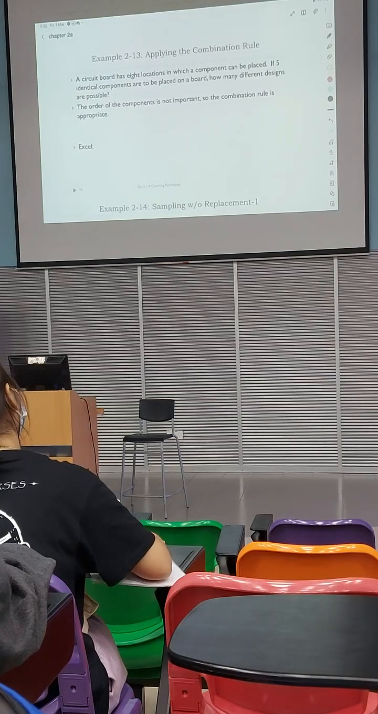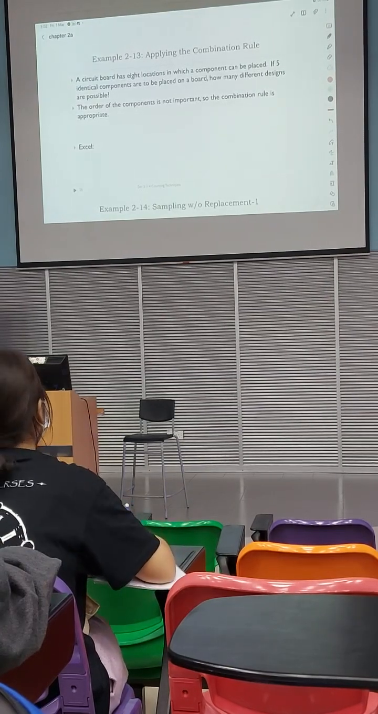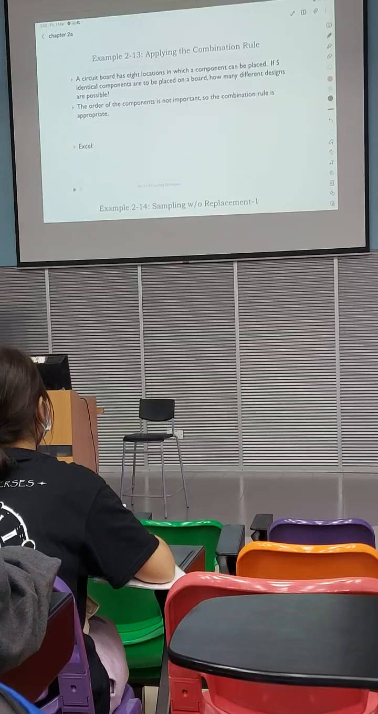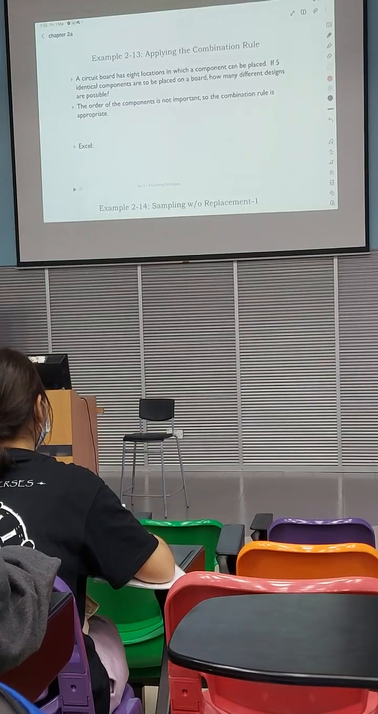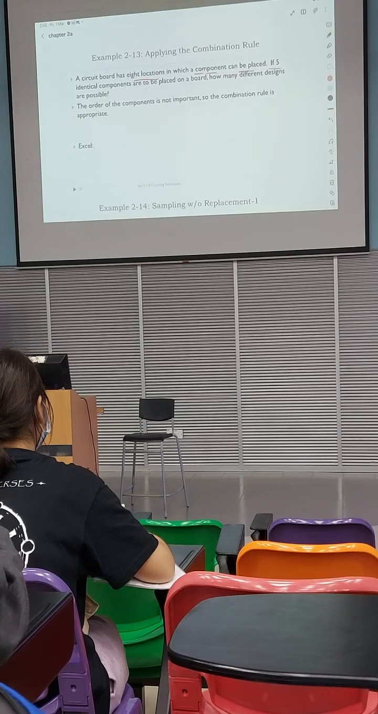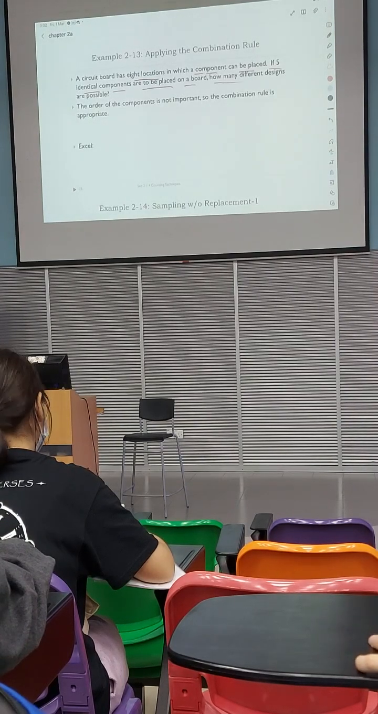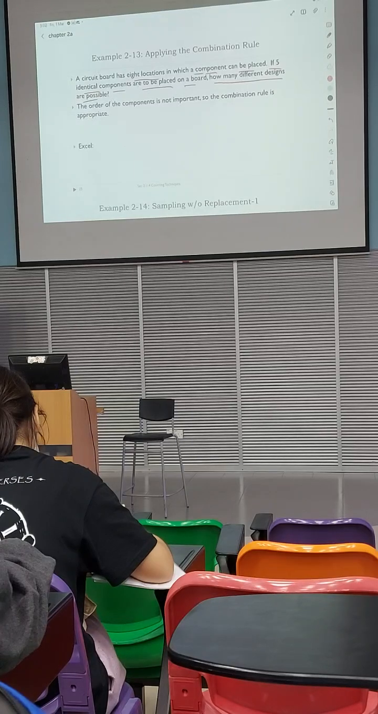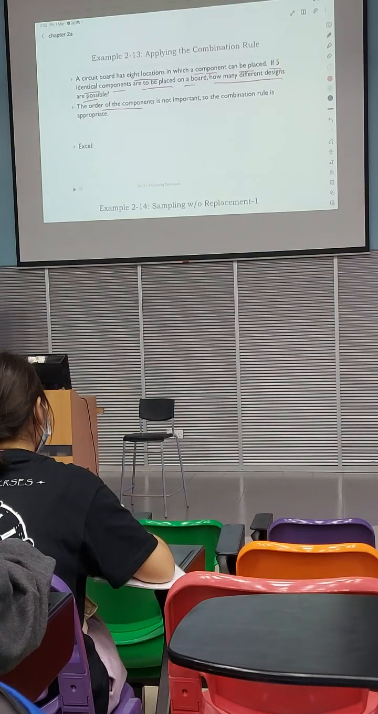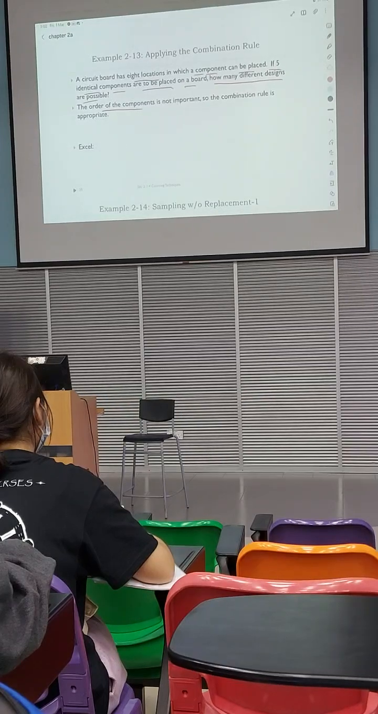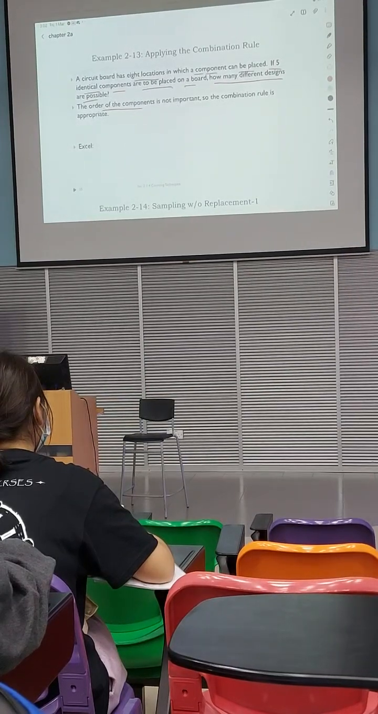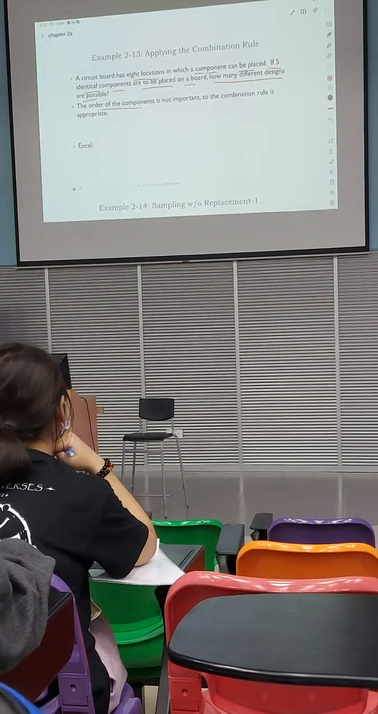So let's see another example. We have to apply the combination rules. A circuit board has 8 locations in which a component can be placed. If 5 identical components are to be placed on the board, how many different designs are possible? Assume that the order of the components is not important. Hence, combination rules are applied.